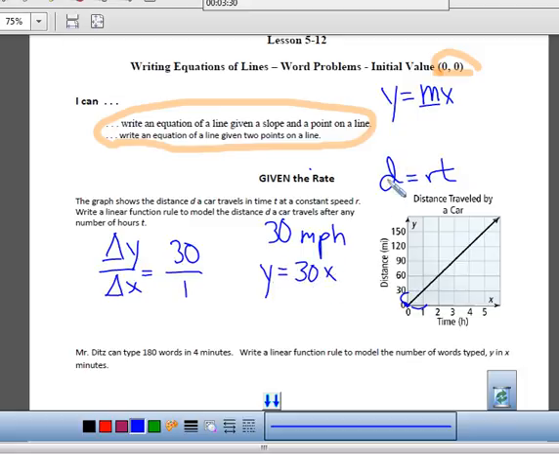Now, if I was using my other form, I would do y equals 30x. But since I'm using d equals rt, I'm going to replace r, that's my m in this case, with 30. So d equals 30t, and there's your equation for this problem. I only needed to use d, r, and t because the word problem gave me those variables, those letters. When they don't give you any, or in most other situations, we'll be using y equals mx plus b.